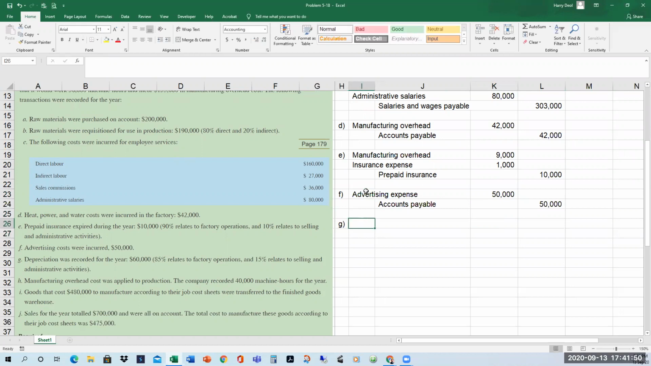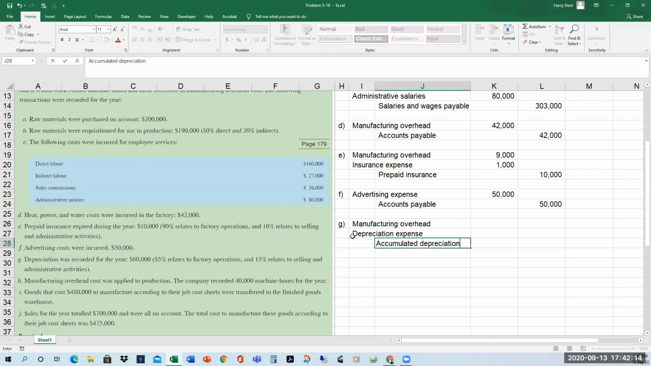Okay, G, depreciation was recorded for the year, $60,000. 85% of it relates to factory operations. So debit manufacturing overhead for the portion that relates to the factory, and the rest is debited to depreciation expense. And we want to credit accumulated depreciation. The total amount of accumulated depreciation is 60,000. 85% of it for the factory, the rest, $9,000, is expense.